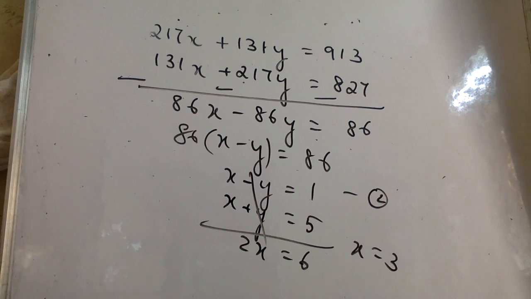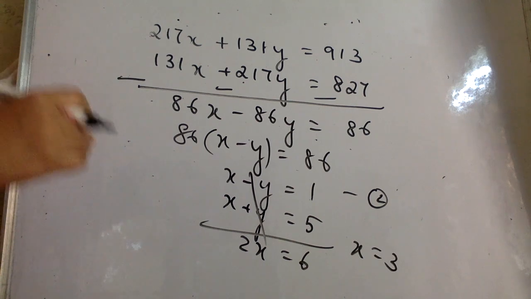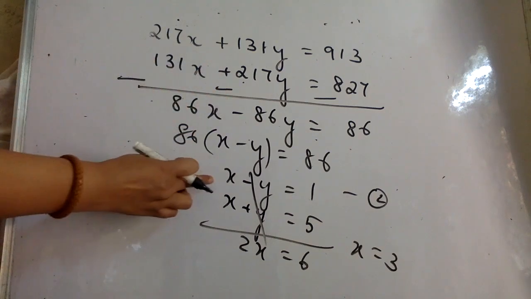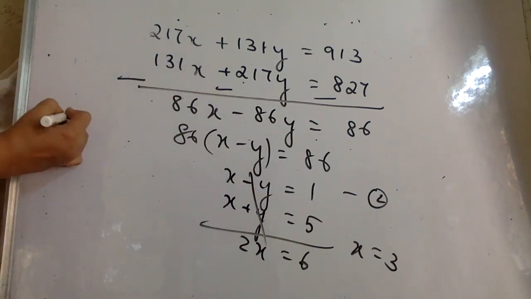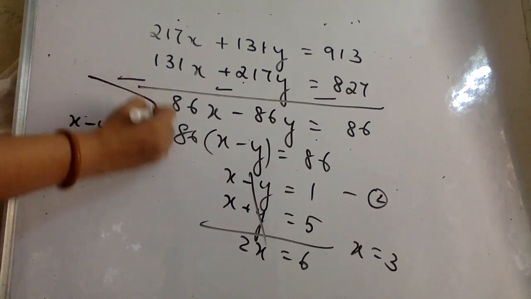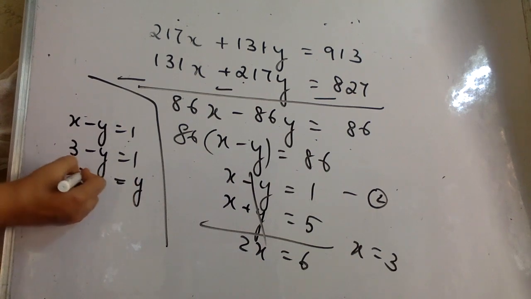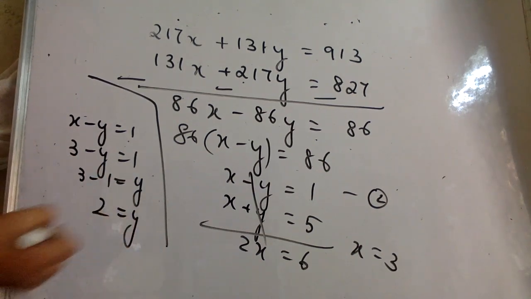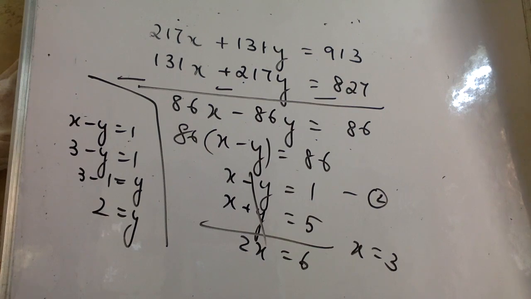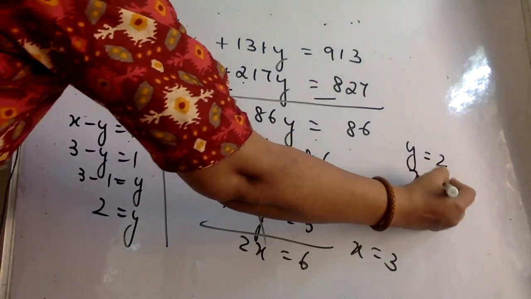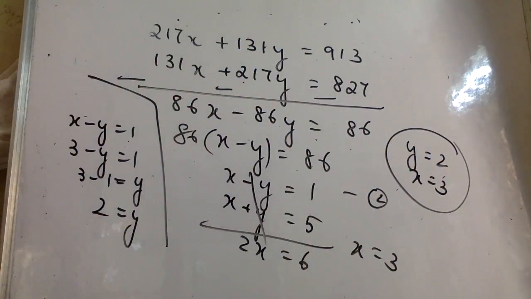Now I shall try and find out the value of y. For that value of y, I need not substitute in these big equations. I can put it anywhere here. Okay, so x minus y is equal to 1. I'm going to substitute here. 3 minus y is equal to 1. Y is equal to 3 minus 1, which is a 2. So y is equal to 2 and x is equal to 3 are my two answers. Okay. So how do I write them? My final answer, y is equal to 2, x is equal to 3. This is how I should write my answer.